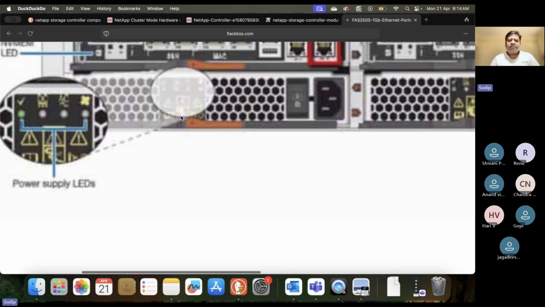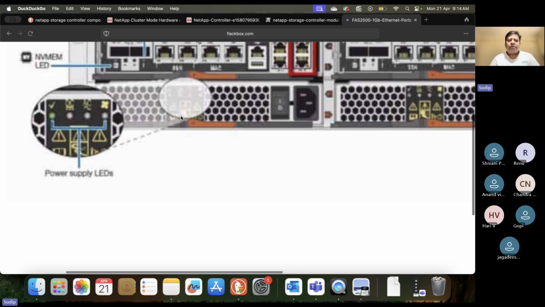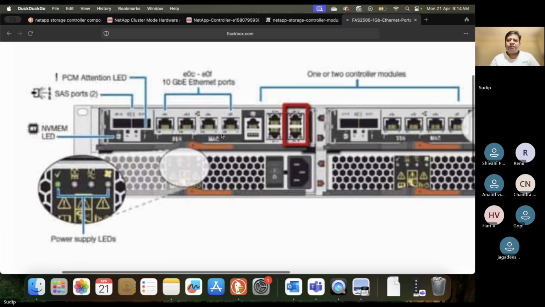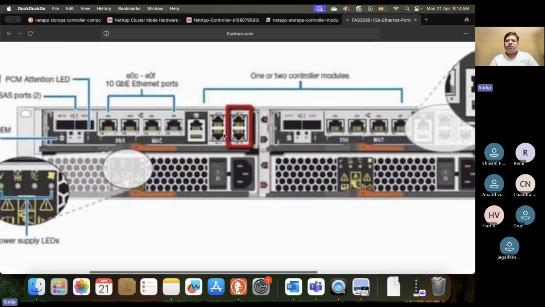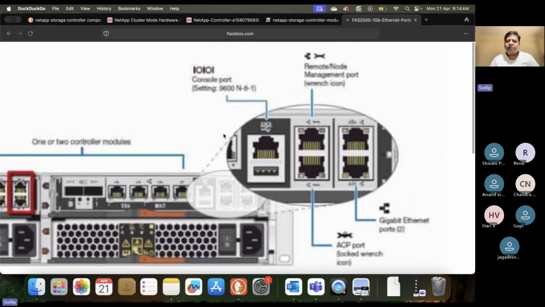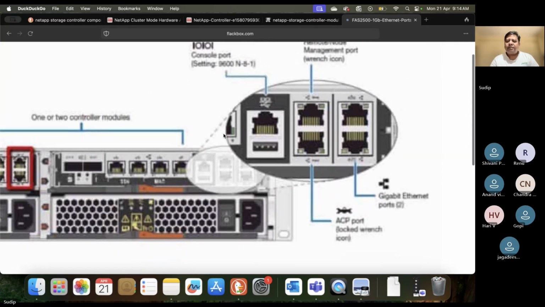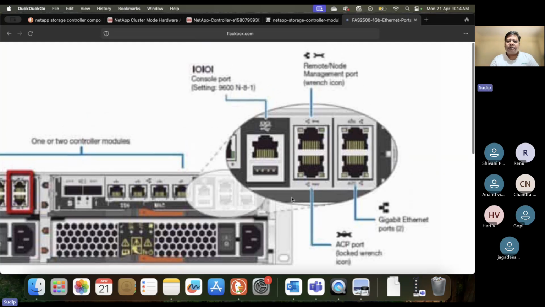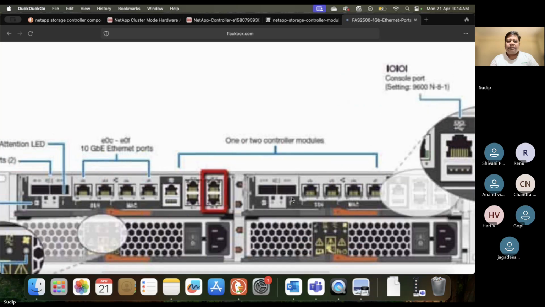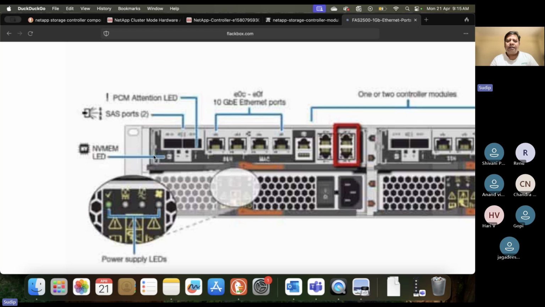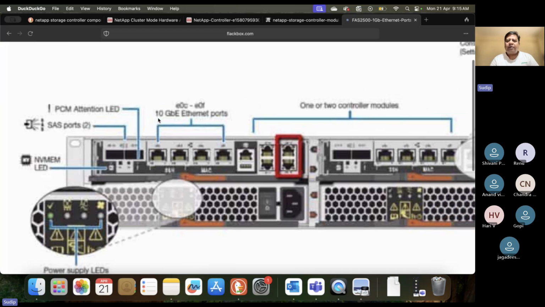This is one more representation of a storage controller. This is a little old one. So you can see which are the front end ports, which are the management ports, which is the console port. Like this, you see the various symbols. And then you can see the various LEDs. You can see the LED for the non-volatile memory. You can see the SAS ports. These are for backend disk shelf connectivity. And all of that.